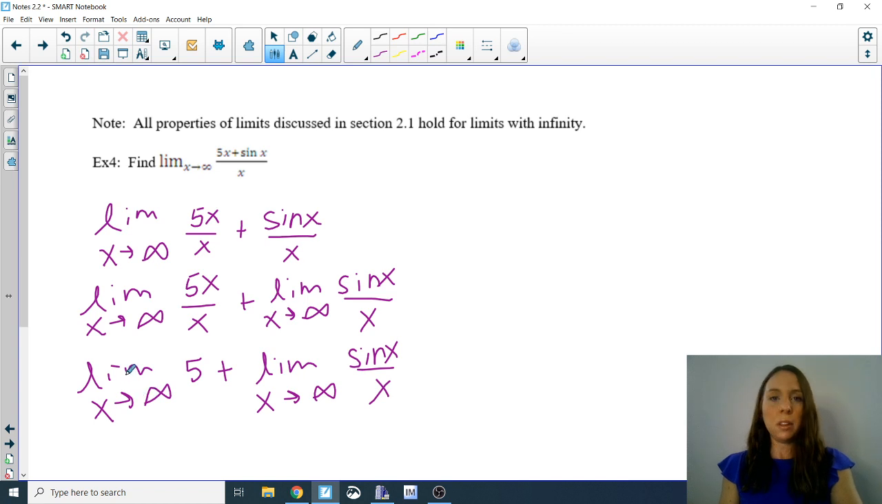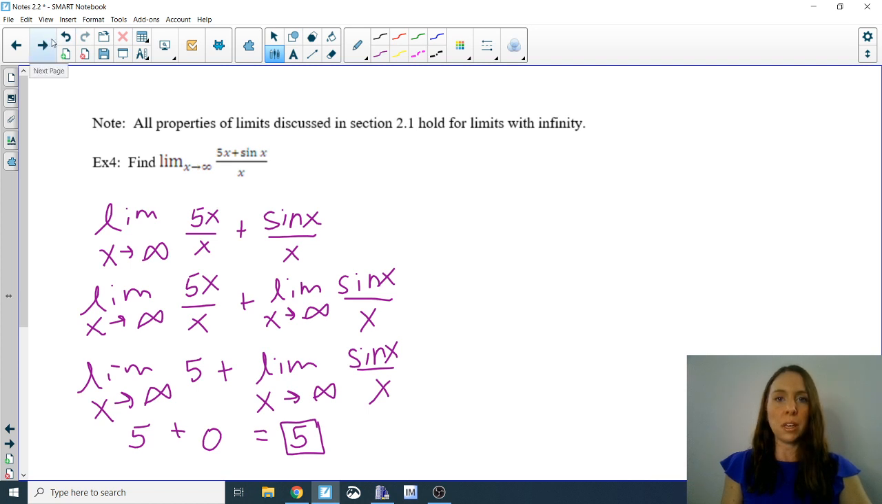Finally, I know that the limit as x approaches infinity of 5, or the limit as x approaches anything of 5, is just 5. I know the limit as x approaches infinity of sine x over x is 0 because I just found that answer in example 3, and so therefore this limit is equal to 5 plus 0, or 5. Okay, so that was just a little exercise that shows you that you can still use those properties to manipulate pieces of a limit even when it goes to infinity.